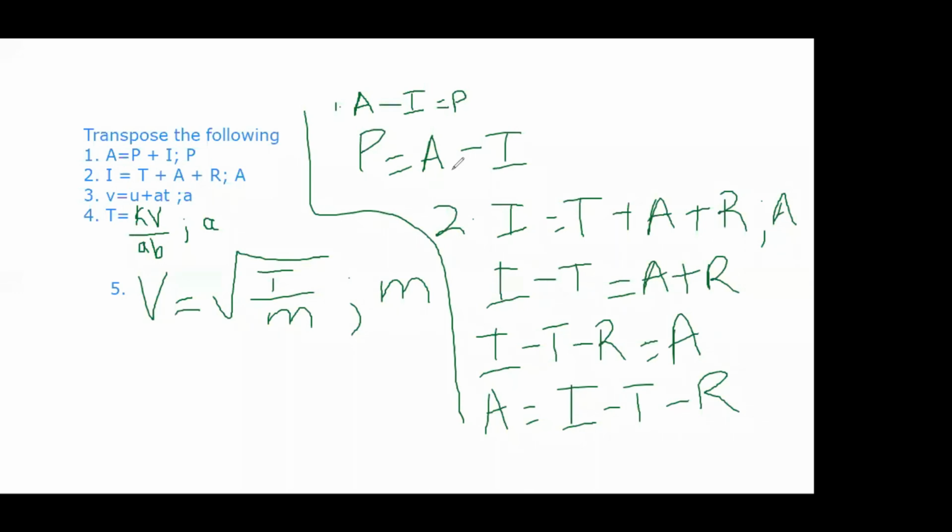Miss, for number 2, the formula is going to be A is equal to I minus T plus R. Miss, I had 2I minus T plus R. Or adding? No, there will be a minus there. You're transposing over the equal sign, so the sign changes. Alrighty.